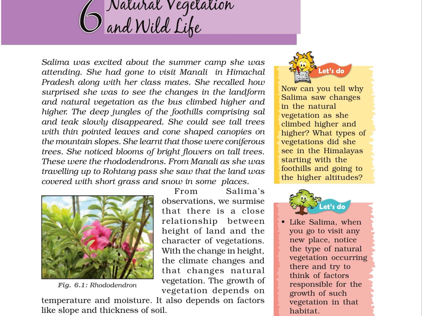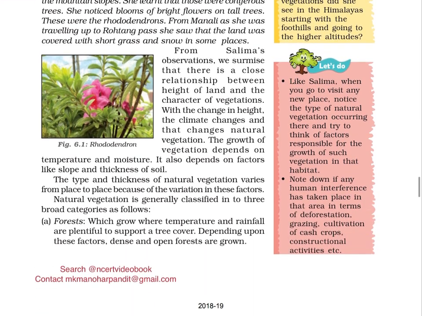From Salima's observations, we surmise that there is a close relationship between height of land and the character of vegetations. With the change in height, the climate changes, and that changes natural vegetation. The growth of vegetation depends on temperature and moisture. It also depends on factors like slope and thickness of soil. The type and thickness of natural vegetation varies from place to place because of the variation in these factors.